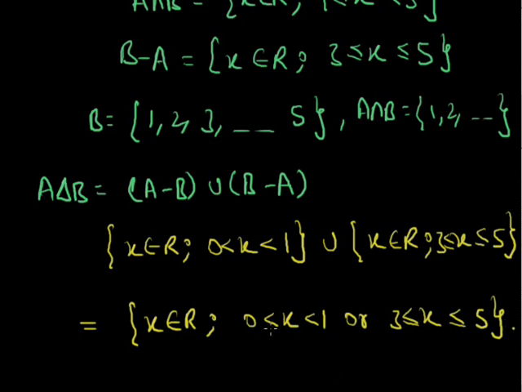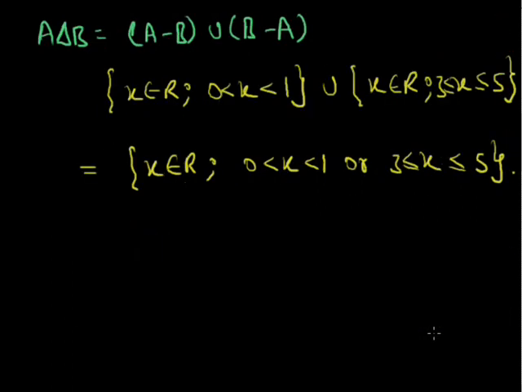So we have taken either x lies between 0 to 1, both are not included, or x lies between 3 to 5, both are included. This is what we mean by the symmetric difference of two sets. So now we move on to the last type of set, which is the complement of a set.